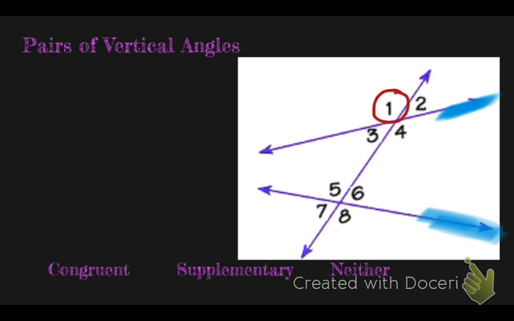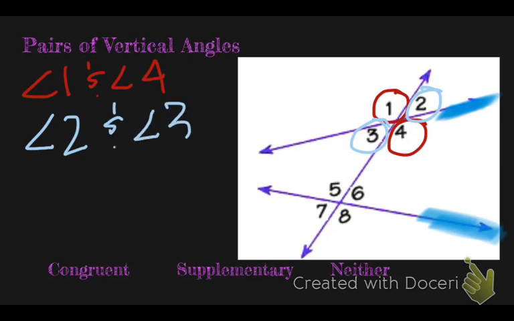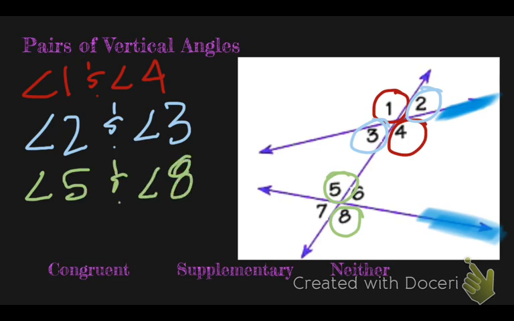I'll start with angle 1. It's vertical to angle 4. So I'm going to highlight and label that as such. Angle 1 and angle 4. I'm going to grab a new color. Angle 2 is vertical to angle 3. So angle 2 and angle 3 are vertical angles. Again, I'm going to grab a new color here. Angle 5 is vertical to angle 8. And then lastly, I can see that angle 6 is vertical to angle 7. Okay, I'm going to mark that down and label it.